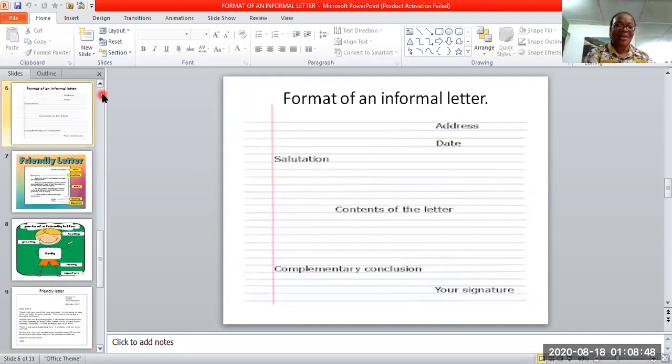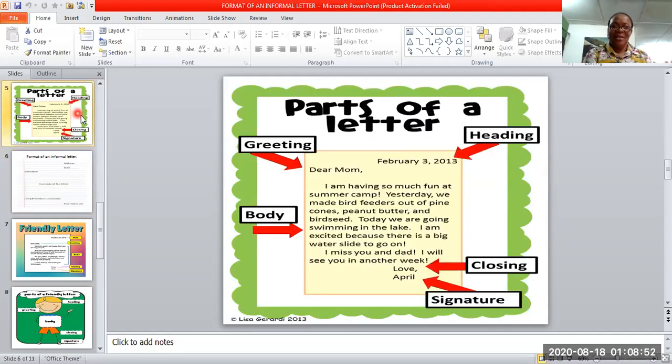Then we have the closing, Love. And the signature, April. April is her name. April is writing a letter to her own mom. The example we're using is Neka writing a letter to Simbi who lives in Hawaii.